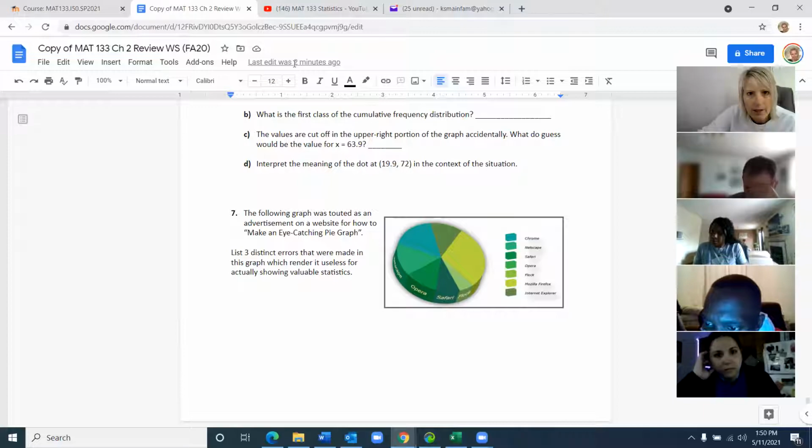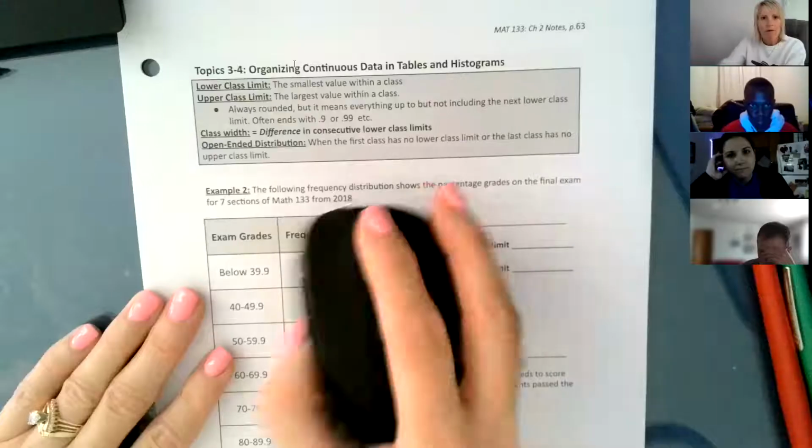Okay. Any questions from my live folks before we look at some of these specific graphs in our course pack? Okay. How about, okay.